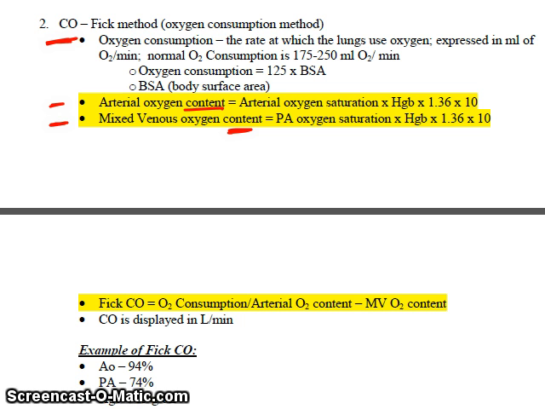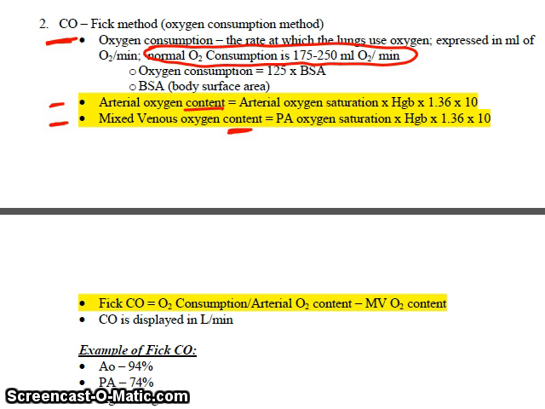So first of all, oxygen consumption is the rate at which the lungs use oxygen. It's expressed in milliliters of oxygen per minute. And again, this is a normal that you will want to know. Your normal oxygen consumption is about 175 to 250. Now here's the problem, and I've looked into several textbooks, and so I don't really know how they're going to give it to you on the registry.